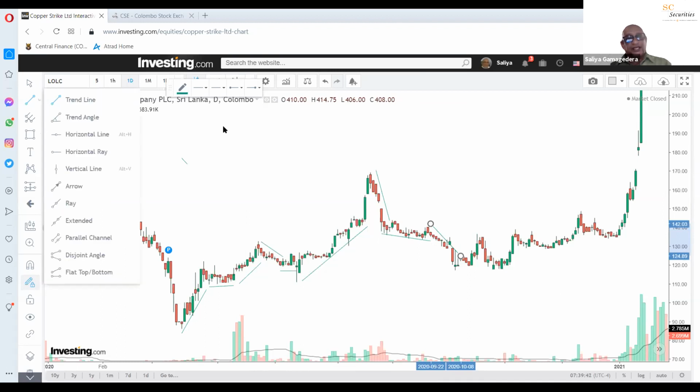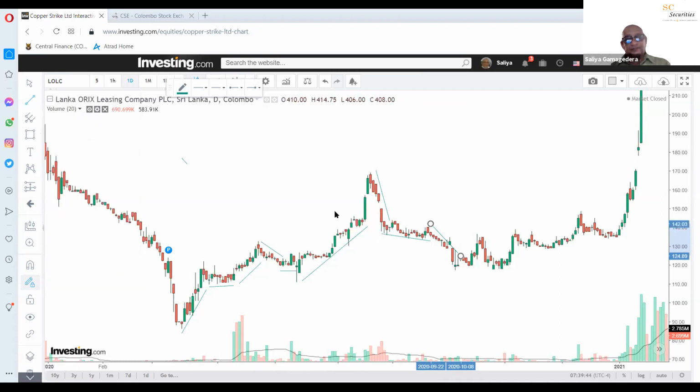Thereafter, again, a sideway movement. And within this sideway movement also, you can see that there are waves or rather fluctuations, right?